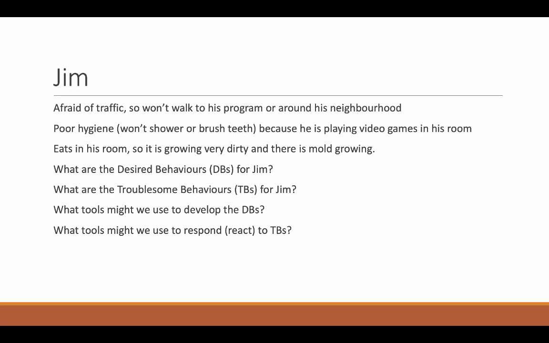Let's pretend there are three major problems with Jim. The first one is that he is afraid of traffic, and we're going to presume we've done some assessment and we know that that's the case. As a result of that, he won't walk to his program or around his neighborhood. He tends to stay indoors, in his room all the time. He has a fear of anything that goes down the road, even though it is safe to walk in his area.